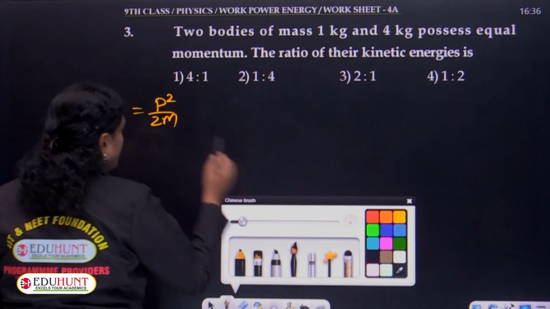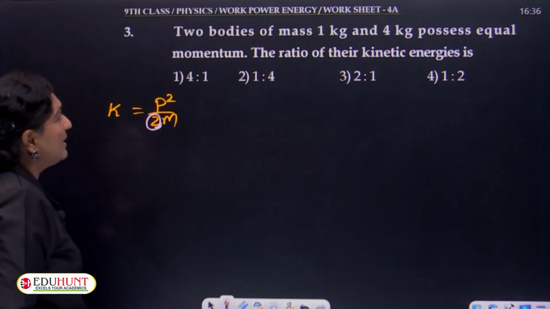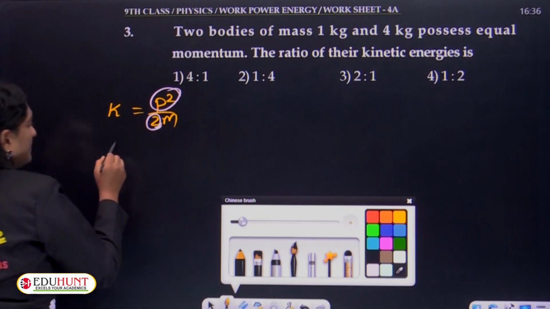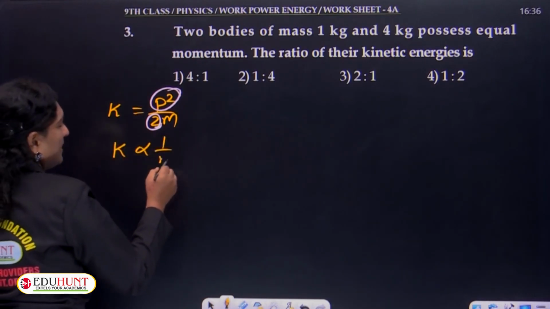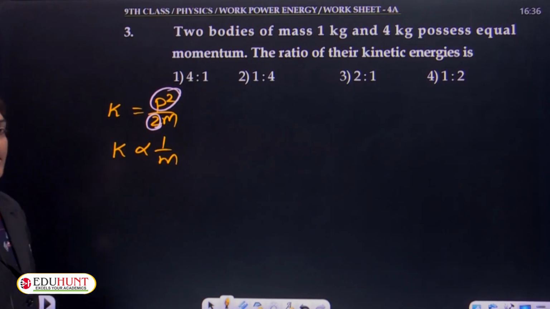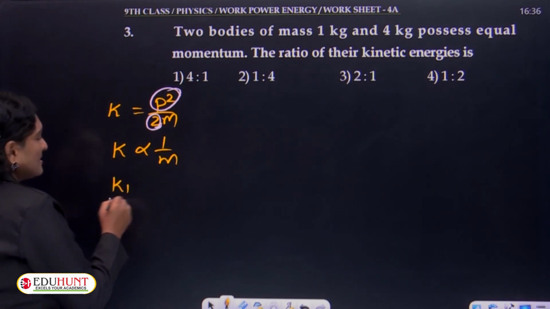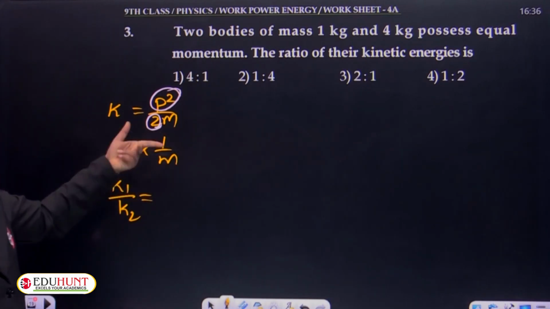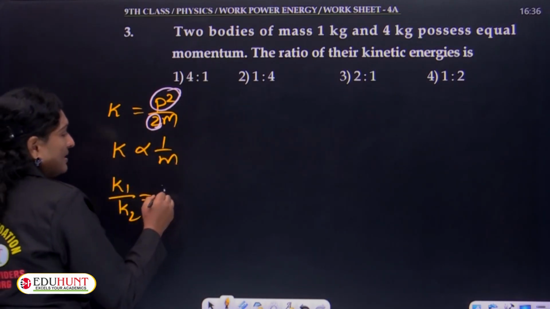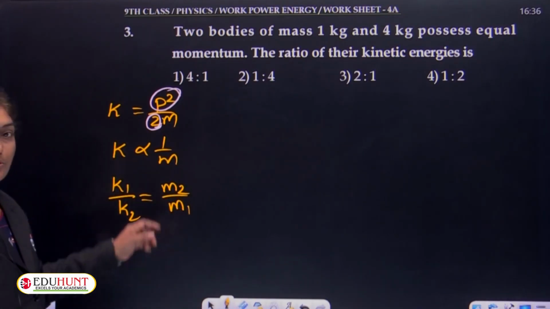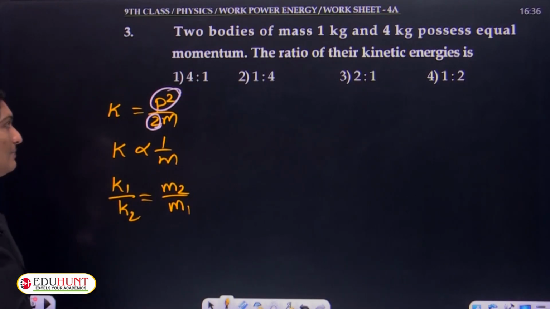So mass is different, equal momentum, but momentum is constant. So we can conclude that the relation between kinetic energy and momentum is K inversely proportional to mass. So comparing their kinetic energies, comparing means first body kinetic energy to the second body kinetic energy. As they're inversely proportional, then they will be reciprocal, that is M2 upon M1. K1 by K2 is equal to the reciprocal of masses because they are inversely proportional.